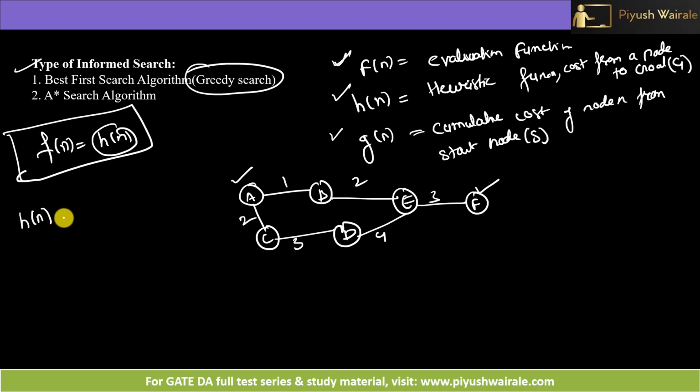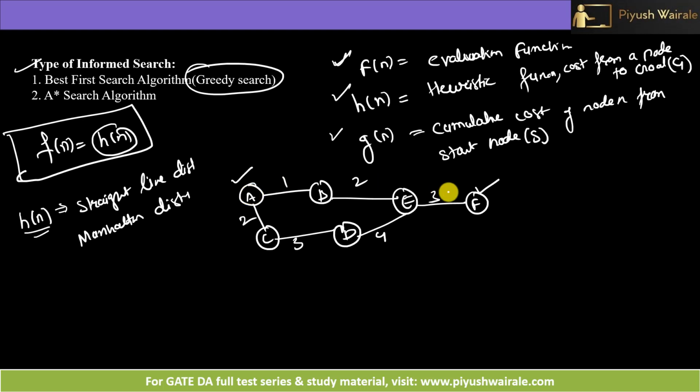Now this H of n function is basically any function. It will be given in your problem, or generally it is considered as a straight line distance. So we are considering straight line distance or Manhattan distance, or it can be any expression based on which we will determine the heuristic value. So it may be given in your question, right? Now what is straight line distance?